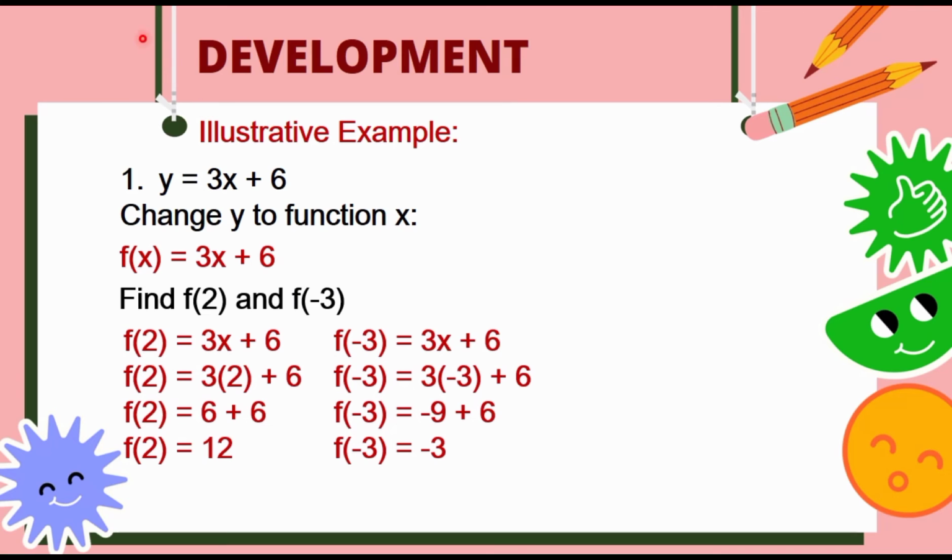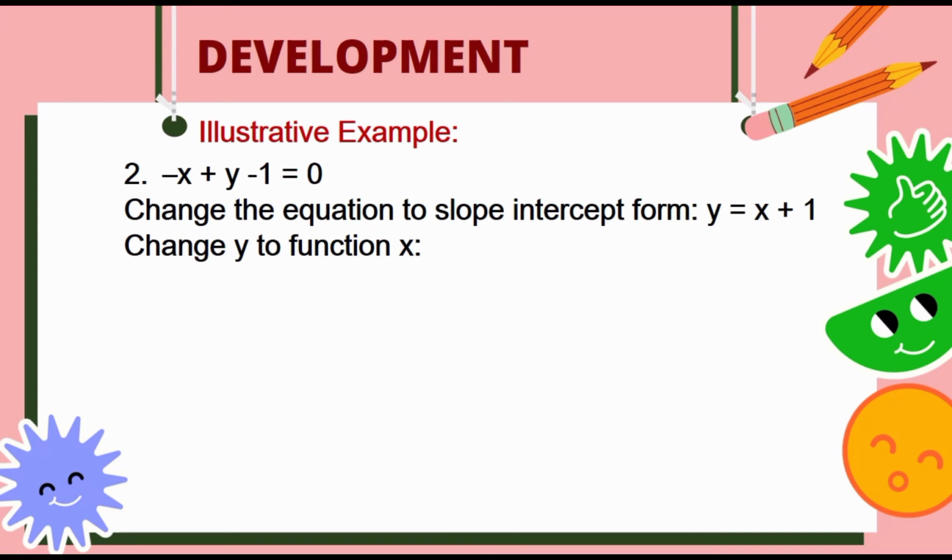Okay, let us have the second example under function notation. We have negative x plus y minus 1 is equal to 0. So as you can see, it is not already written in slope-intercept form. So therefore, the first thing that we need to do is to change the equation into slope-intercept form. So how are we going to change it? So from our equation, we need to transpose negative x to the other side of the equation. We have negative 1 to the other side of the equation also.